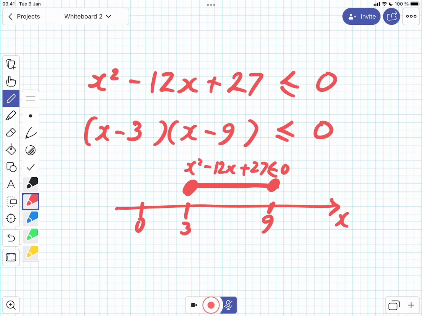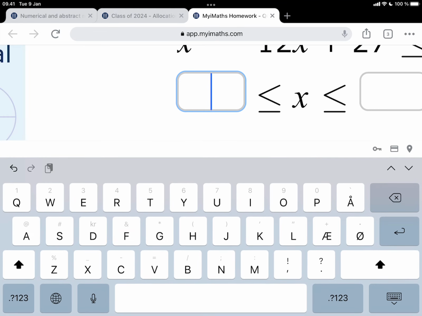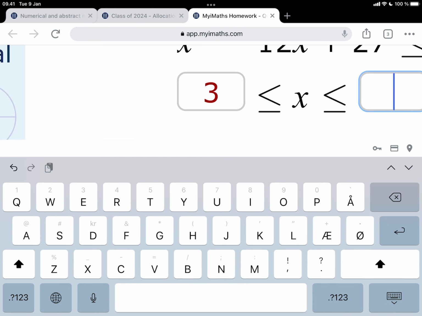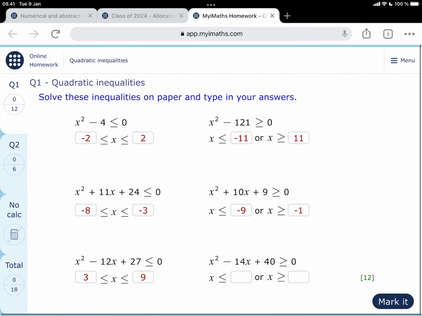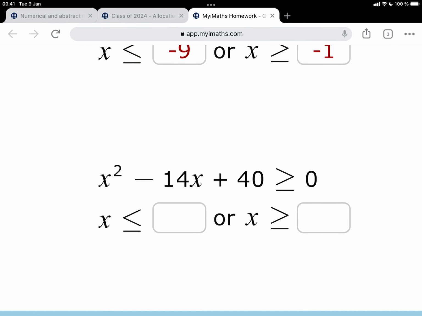Okay, so x between 3 and 9, let's fill that in on the MyiMaths. 3 and 9. Okay, so let's zoom back out. And finally onto the last one. x squared minus 14x plus 40 greater than or equal to 0.